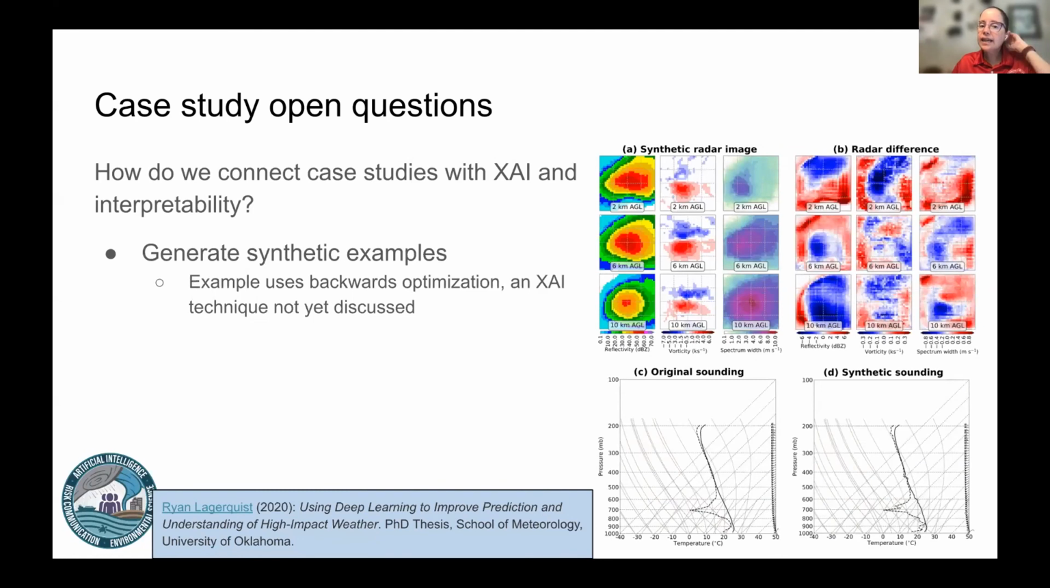Another thing we could do to connect the case studies with XAI and interpretability is generate synthetic examples. This is also work from Ryan Lagerquist. It's not yet in a paper, so you'd have to look at his PhD thesis to find it. Here we used backwards optimization, an XAI method that we did not talk about yesterday, where you take the output of the model, give it some input, and then optimize backwards to maximize some probabilities. He did 2 different ways of doing that. He took tornadic images and optimized them to be non-tornadic, and then took non-tornadic images and optimized them to be tornadic, so that you could see what an optimal tornadic input could look like.